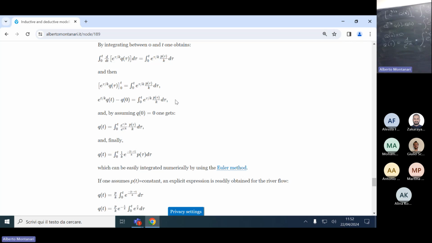Good. And now this is a constant, you see, because k is a constant and t is a constant, the limit of integration. So I can bring it inside the integral, because it's a constant. So I can rewrite this in this way, Qt is equal to integral between 0 and t of e to the power of tau over k divided by e to the power of t over k, p tau d tau. And now we are here.